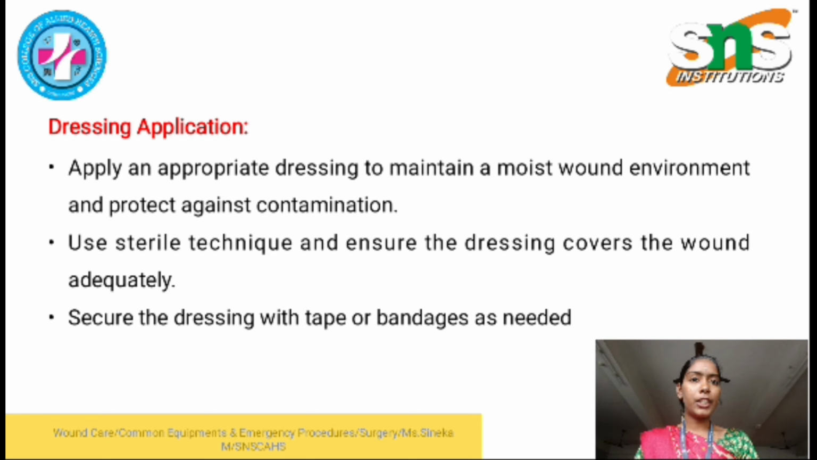For dressing application, apply an appropriate dressing to maintain moist wound environment and protect against contamination because dry wound environment will lead to irritation and also further damage. So we have to maintain the moisture in the wound surface. Next, the healthcare provider uses sterile technique and ensures the dressing covers the wound adequately because proper wound dressing will help for proper healing. Then secure the dressing with tape or bandages as needed.